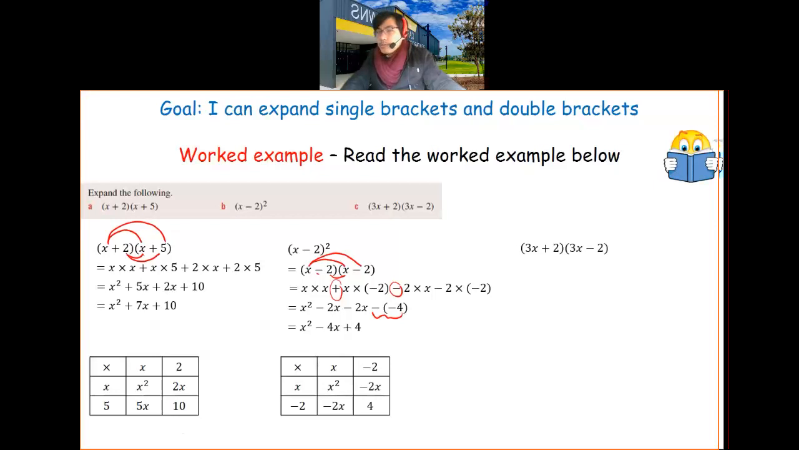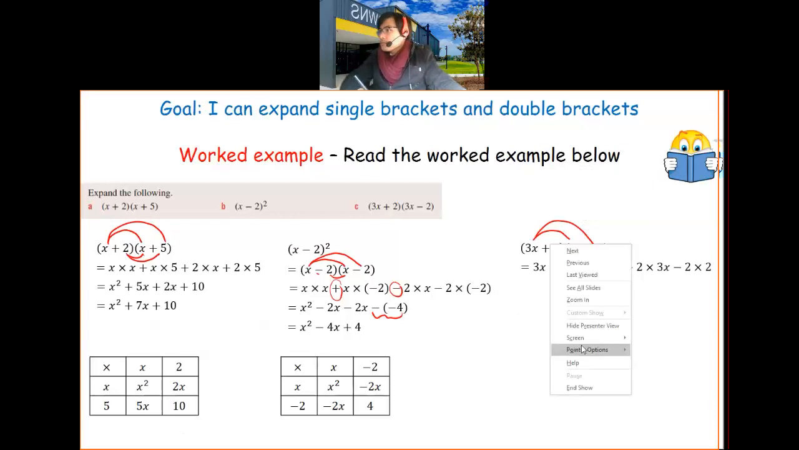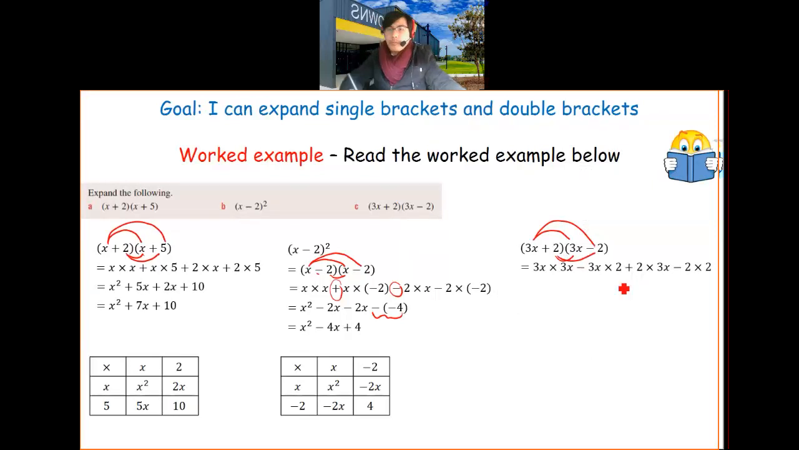3x plus 2 times 3x minus 2. So the following method: first, 3x times 3x; outer, 3x times negative 2; inner, 2 times 3x; and last, 2 times negative 2. Okay, so that's what we're going to get.